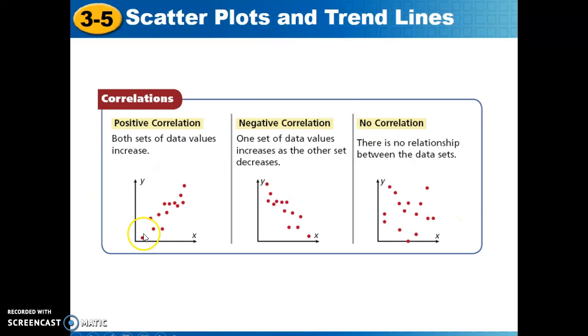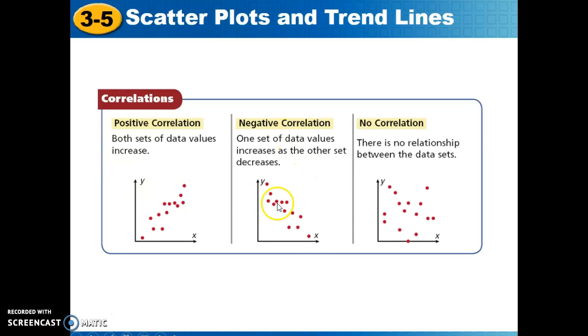In the case where our data seems to be increasing, let's say x were time, as time increases, whatever y is representing is also increasing. If both sets of data increase, we say that we have a positive correlation. Notice now, as time increases, the y values are decreasing. One value increases, the other decreases. We say we have a negative correlation.